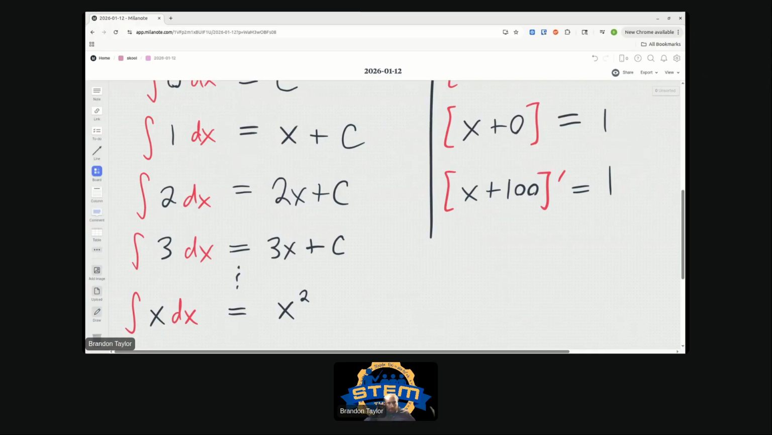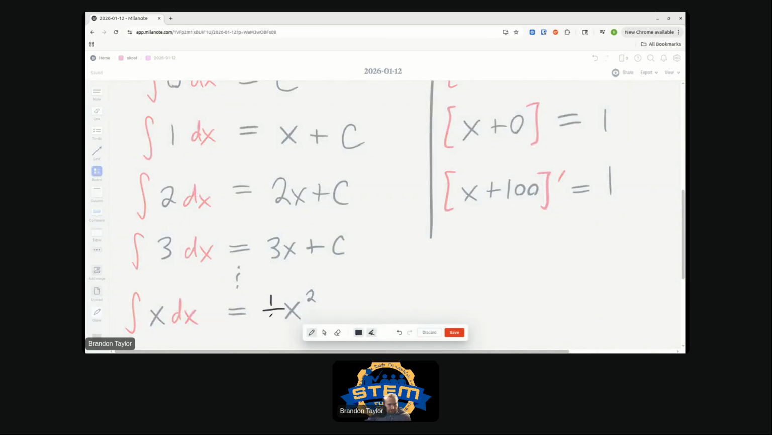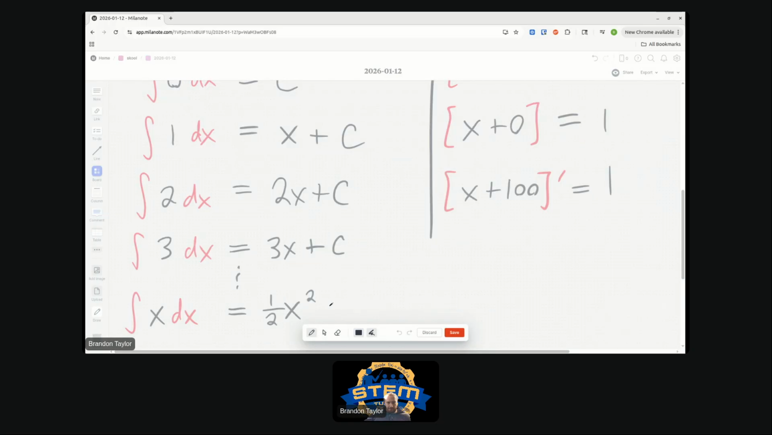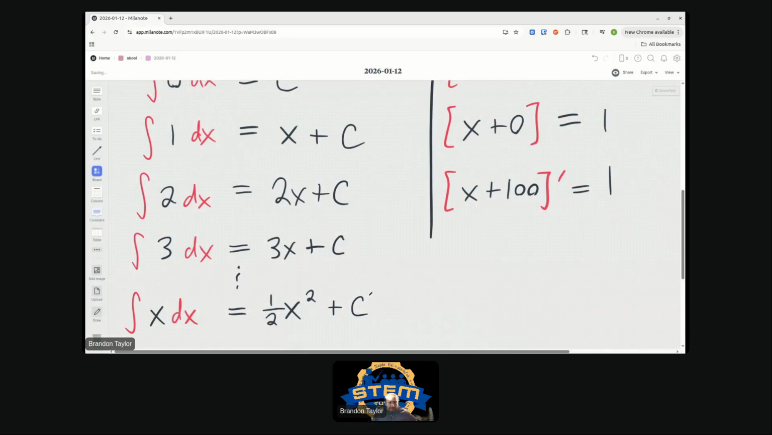So the function that produces an answer of x would have to be something to the x squared. But like I just said, the derivative of x squared is actually 2x. We want just 1x here. So hopefully it's clear, we need to just divide by 2. You can say x squared over 2, or 1/2 x squared, however you want to say that. Those are both right. And then remember, logically, we always need this plus c for the reasons that we talked about above. So hopefully that makes sense.